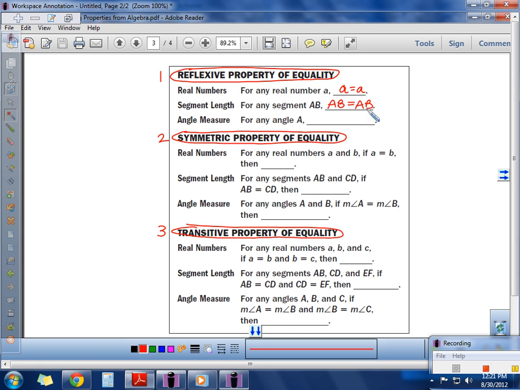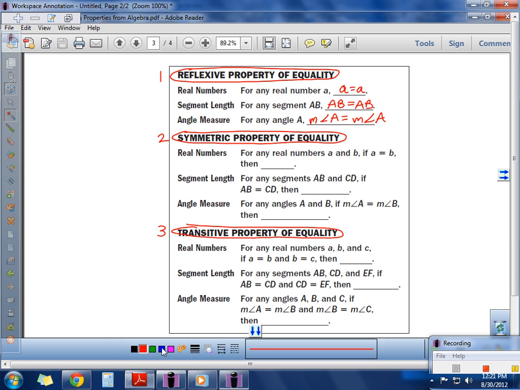What do you think the third one's going to say? For any angle A, measure of angle A equals measure of angle A. Remember, if we are going to say angles are equal, we have to say the measure, the actual numbers.